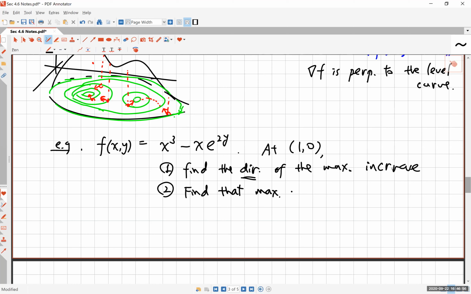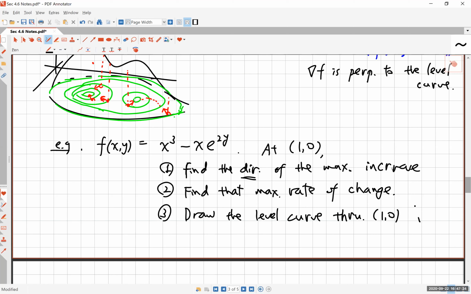And then find that maximum rate of change. So in the first one, I'm asking you, which direction should I go to get the maximum rate of change? And number 2, what is that maximum rate of change? What is the value of that maximum rate of change? And number 3, draw the level curve through this point and the gradient at this point.